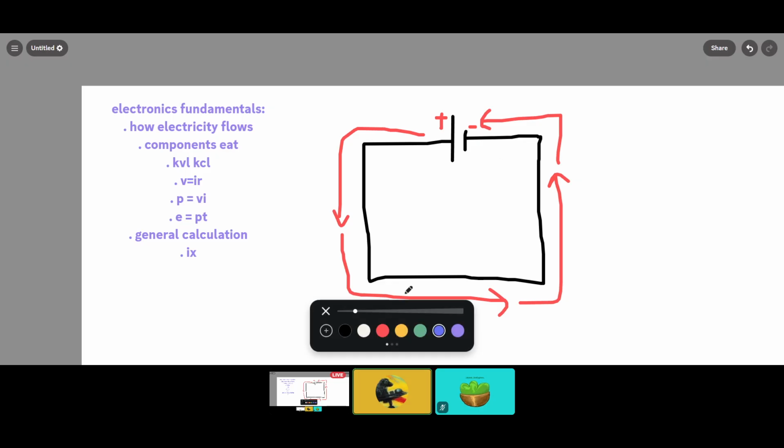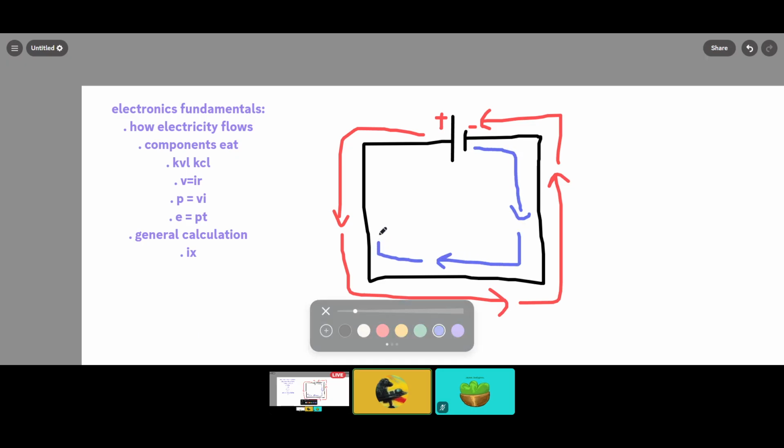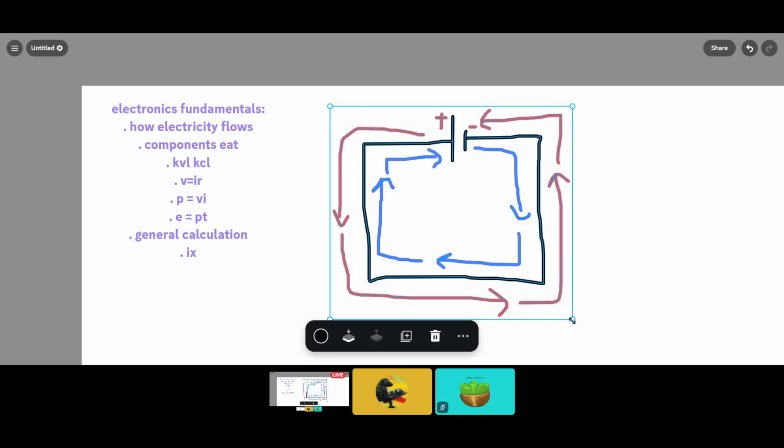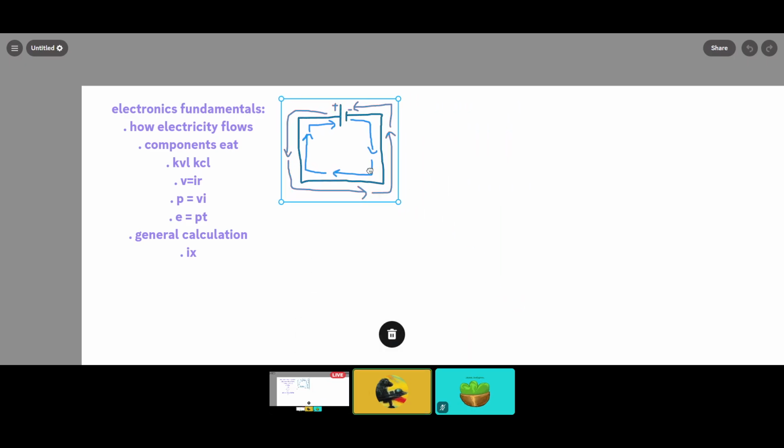Something that you may not need to know is that the actual electrons flow the opposite way. But that's like a tidbit lah. You don't need to know this. What you need to know is that current flows from positive to negative like this, and you will be using that concept to solve all other kinds of questions. Okay, so you need to know this. I'll just put this here.